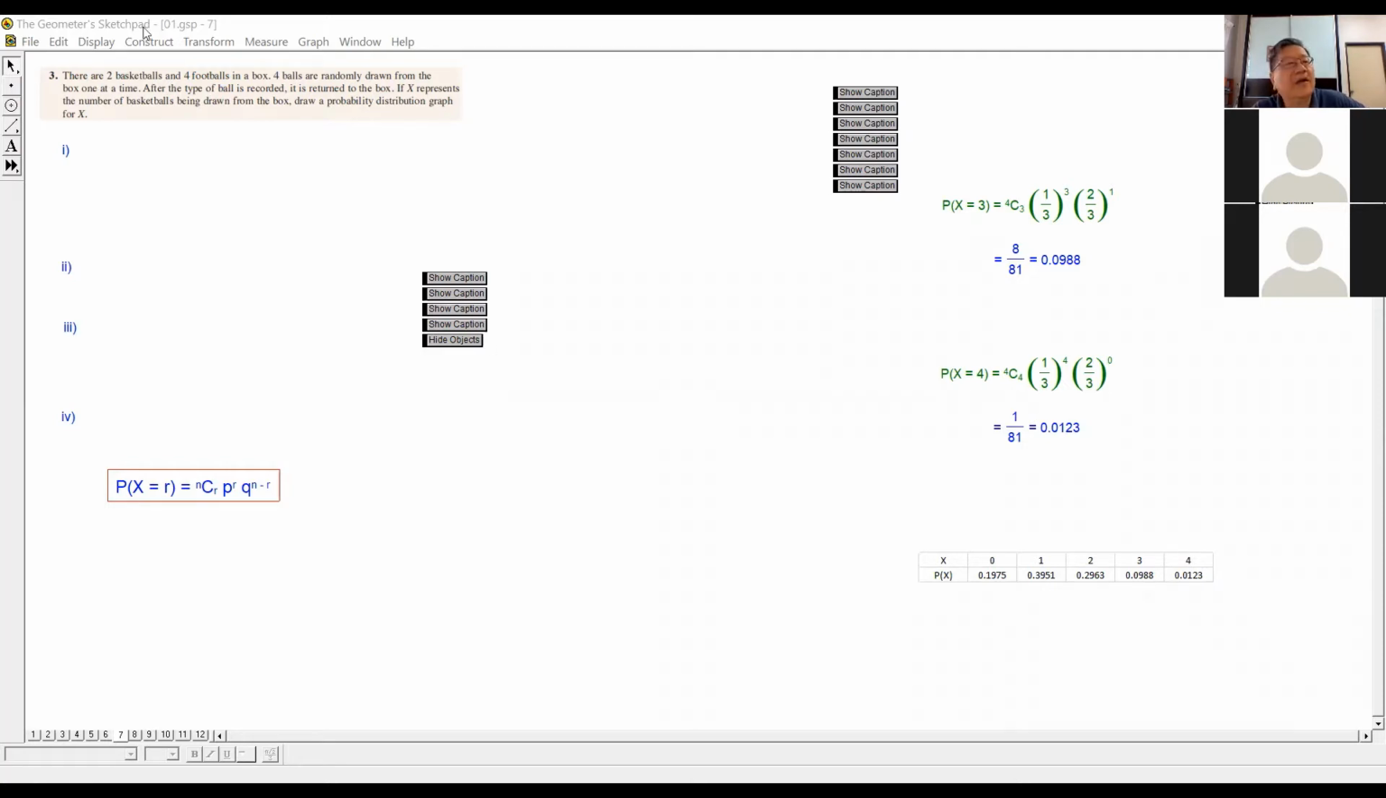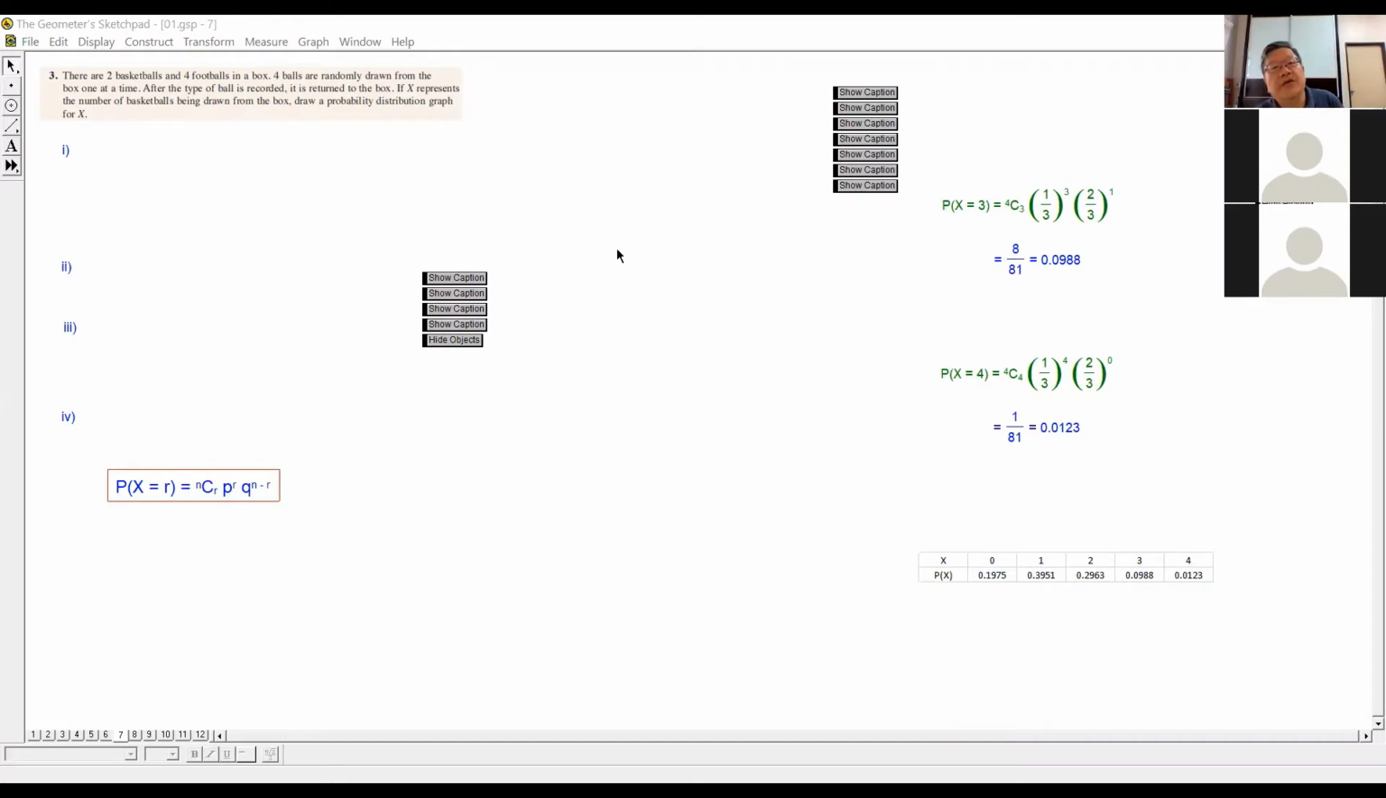Li Ying, you read this question number 3. Question number 3. There are 2 basketballs and 4 footballs in a box. If 4 balls are randomly drawn from the box one at a time, after the type of ball is recorded, it is returned to the box. If X represents the number of basketballs being drawn from the box, draw a probability distribution graph for X.